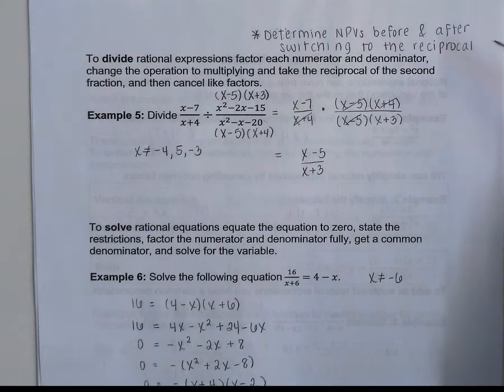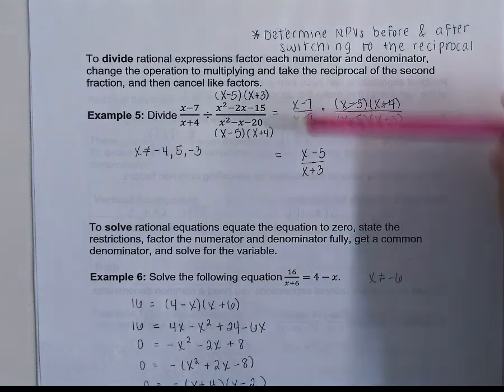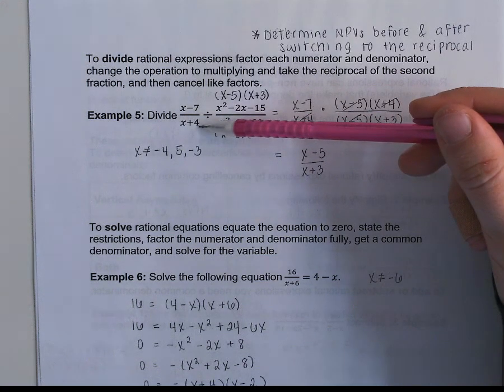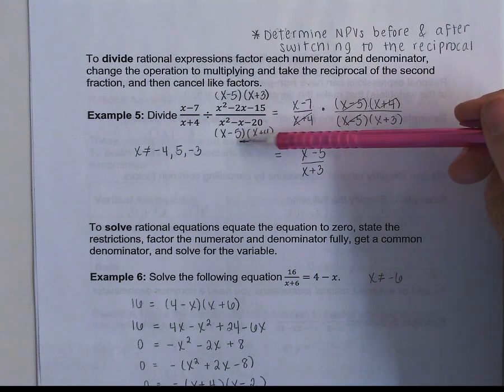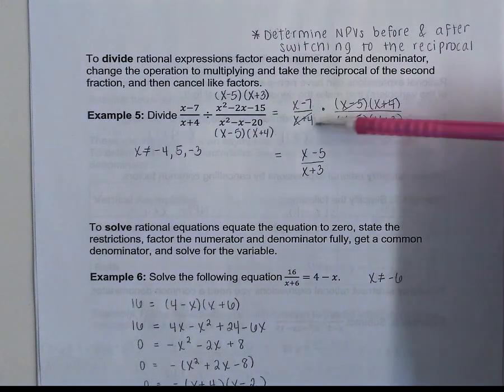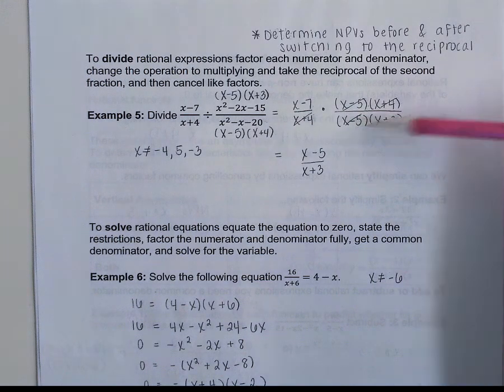Now I've made a little note for you here about the non-permissible values. You want to make sure that you determine your non-permissible values before and after doing this flip. So here, before I flipped anything, my non-permissible values were x cannot be negative 4 and x cannot be 5. Then once I did the flip, and here I've got it as multiplication, you'll see I still have that x cannot be negative 4, x cannot be 5, but I also have x cannot be negative 3.